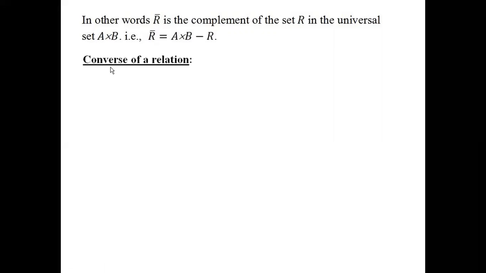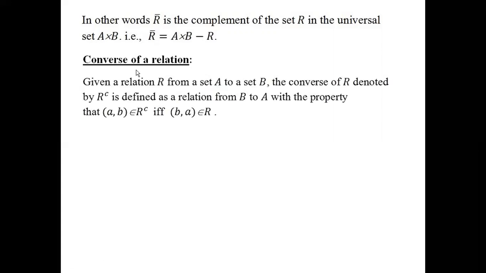Next, we'll understand the converse of a relation. Converse and complement are different. Do not get confused between them. Converse of a relation means, given a relation R from a set A to a set B, the converse of R, denoted by R superscript C, where C in the superscript represents the converse, is defined as a relation from B to A with the property that (a, b) belongs to R converse if and only if (b, a) belongs to R.